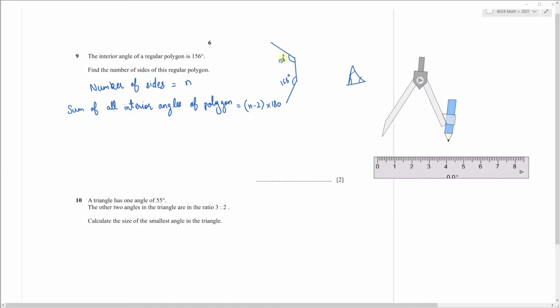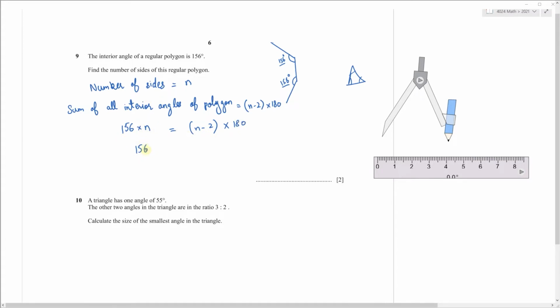And so you also know that each angle is 156 degrees. So if the number of sides is n, you can also write sum of all interior angles is 156 multiplied by n. 156 degree is one angle, multiplied by n, because there are n sides, will give you sum of all interior angles of a polygon. And then you also have this formula n minus 2 into 180. So now you have formed this equation in n, which you can solve to calculate n.